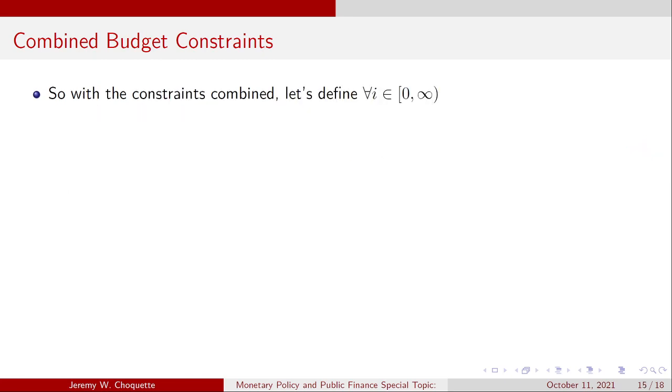So with these constraints combined, we're going to define, for all i in the interval 0 to infinity, where i is an integer, BT plus i equals BT plus i superscript F minus BT plus i superscript M. What I'm doing is taking the bonds that are issued by the fiscal authority and subtracting out the bonds that are being held by the monetary authority, and that's the debt that's being held by the public. If I do that, then 1 over 1 plus R times BT plus 1 is now the difference in bonds issued by the fiscal authority and bonds held by the monetary authority. That's the debt that's sitting out there being held by the public.